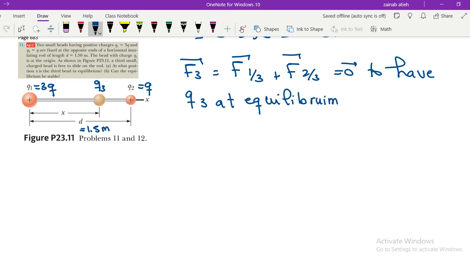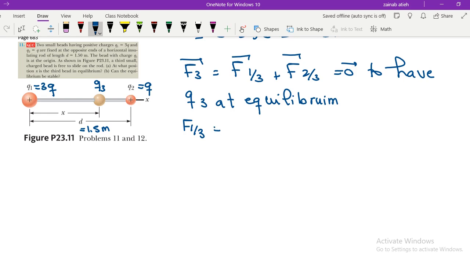So what shall we do now? We have to calculate F1 on 3 and F2 on 3, and then try to find x, which is included inside these forces. Let's start first with F1 on 3. We start all the time with the magnitude. Now for the sense, we don't know the charge of Q3, whether it is plus or minus. So I cannot directly draw F1 on 3, because will it be attraction or repulsion? I don't know. So I can find the magnitude, but I cannot determine the sense.